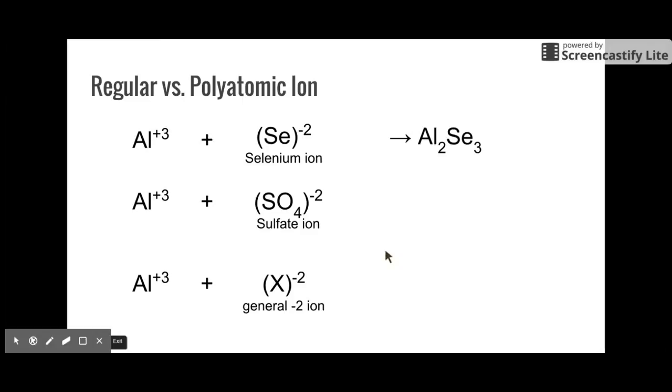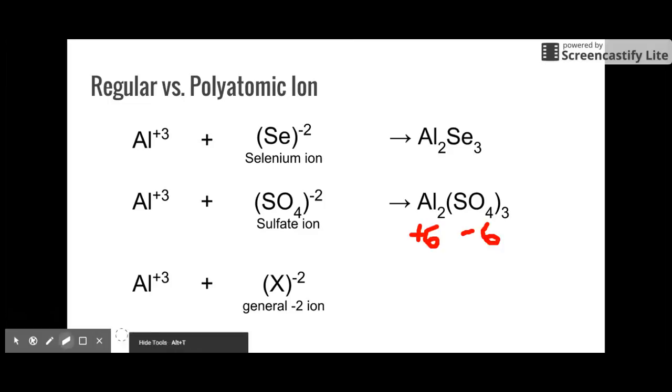How do they go together? Well, they come together exactly like selenium. I mean, think about it. Aluminum with a +3. If you add 2 of those, you get a total charge of +6. Now, sulfate has a -2 charge. So if I had 3 sulfates, then I get a -6 charge total for sulfate. And those cancel each other out. So that's how I go ahead and combine and make polyatomic ions.